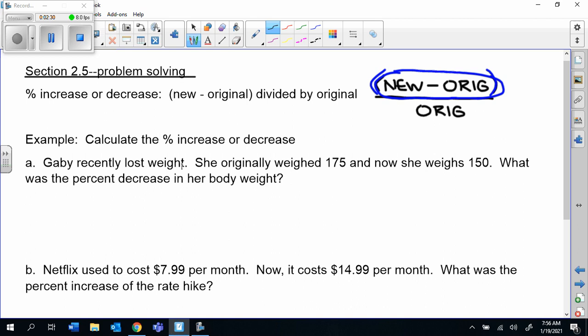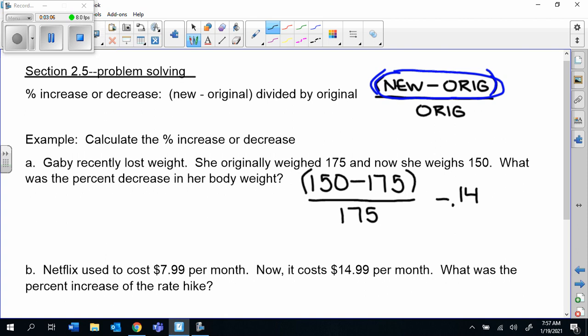All right, Gabby recently lost weight. She originally weighed 175, and now she weighs 150. So 150 is the newest weight, minus 175. The original weight was 175. So what percent decrease can we expect to see here? It is going to be a negative number because it went down and not up. And so when I plug this into my calculator, I get negative 0.1428, and then that decimal keeps on going.